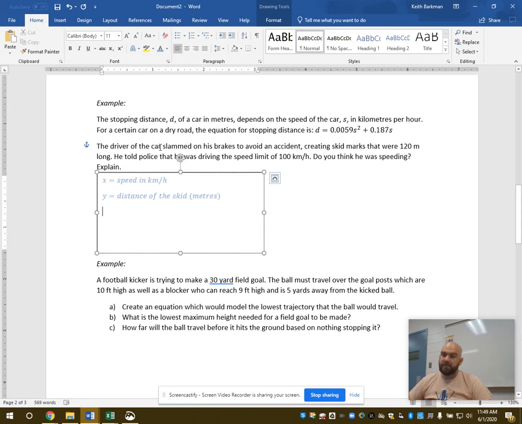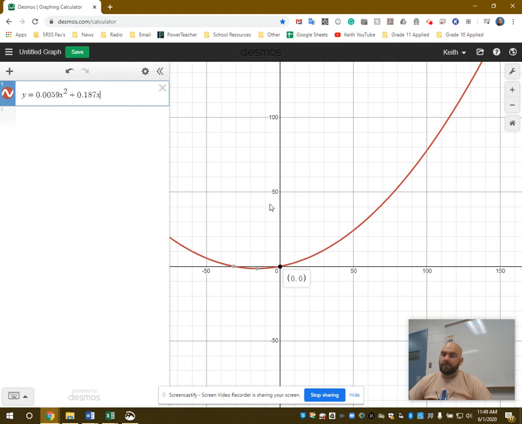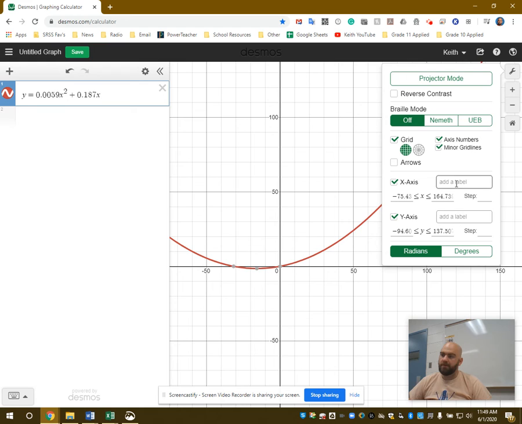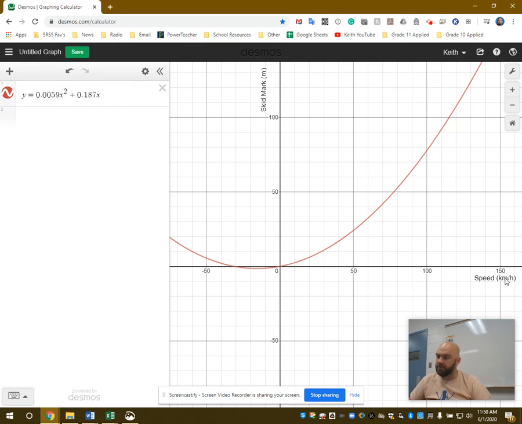So now a driver slammed on the brakes to avoid an accident. He creates skid marks that are 120 meters long. Well, which one's 120? That's going to be our y. X is the speed, and that's in kilometers per hour. I'm going to put that in there, and y is our skid mark, and that is in meters. So you notice here, skid mark, speed. We have those in there, and then we're going to find some certain things.